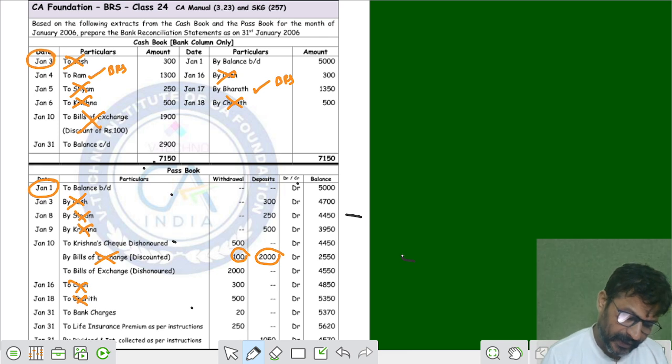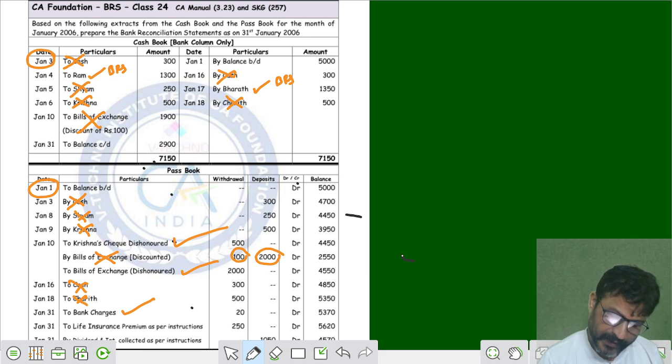See, we have a Krishna check dishonored. Yes, we have to take it for BRS. Bills of exchange dishonored, we have to take for BRS. Bank charges for BRS. Life insurance for BRS. And one more thing, dividend collected we also have to take for BRS. We have to do the BRS for these things. Okay, so now let us write what to do.